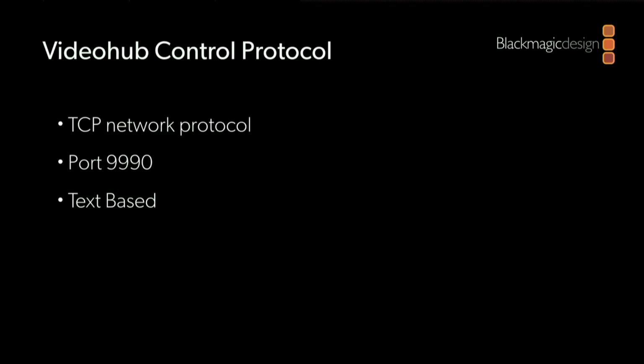So let's get into the details of the control protocol. It's a TCP network protocol where the Videohub is the server and it listens on port 9990. It's a text-based protocol, so that makes it easy to understand the protocol and to debug your applications, and you can use applications like Telnet or PuTTY on Windows, and common scripting languages can be used as well.